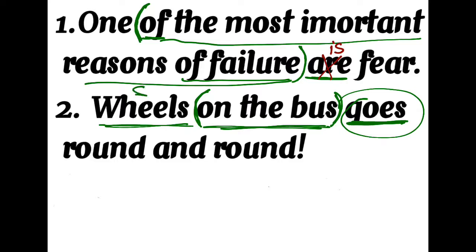This is the subject, this is the verb. The subject is plural, but the verb is singular. So we will have to remove this es part of the verb so that the sentence becomes correct. It is not goes, it is go. Wheels on the bus go round and round. And if you have listened to this rhyme, you automatically know that wheels on the bus go round and round. This is the correct structure and not goes round and round.